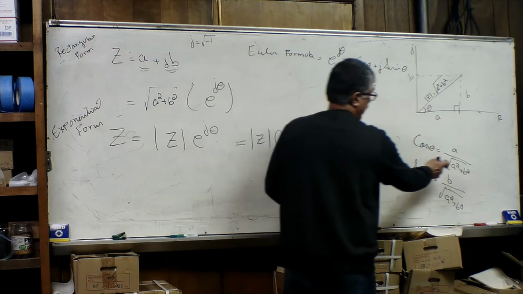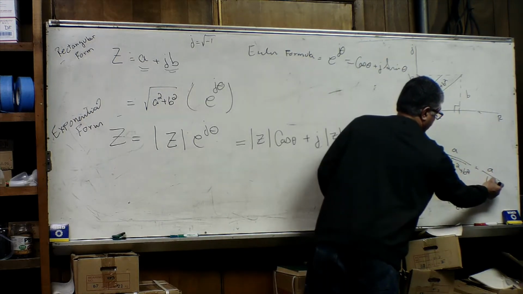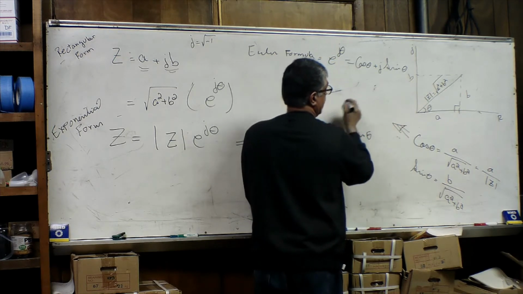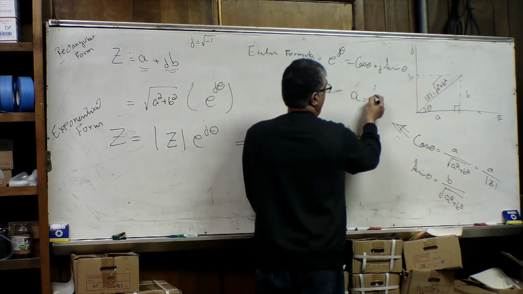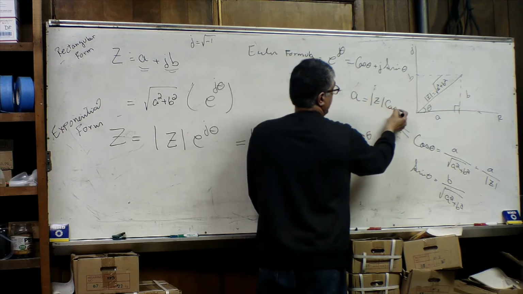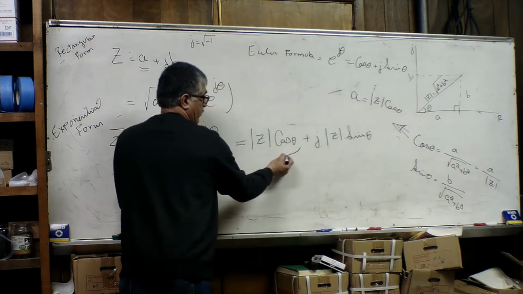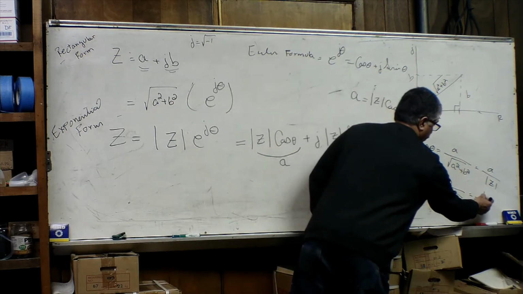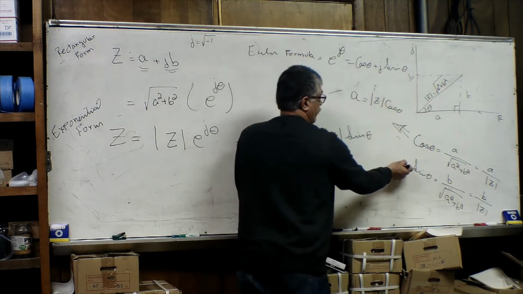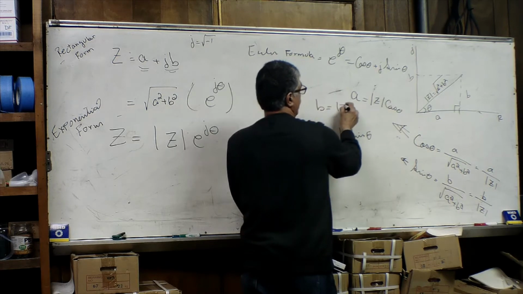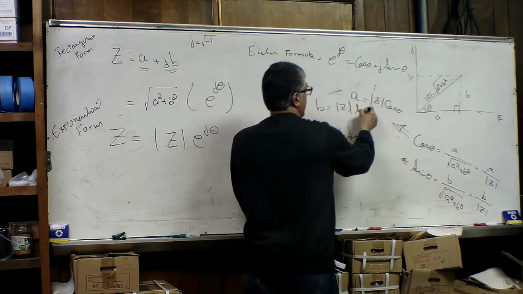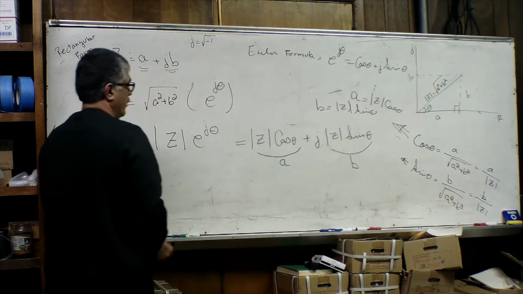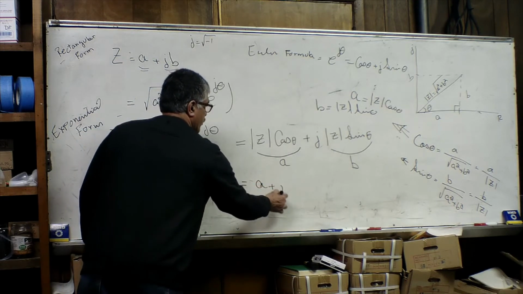Now here, cosine of theta is, in fact, a divided by the absolute value of z. So from the cosine formula, we can see that a is equal to the absolute value of z multiplied by cosine of theta. This is our a part. And from the sine formula, which is b over the absolute value of z, we can see that b is equal to the absolute value of z multiplied by sine of theta. So this is the absolute value of z multiplied by sine of theta. So we can write this as a plus jb.